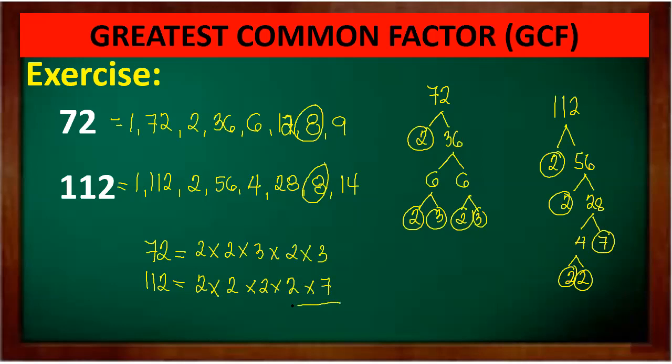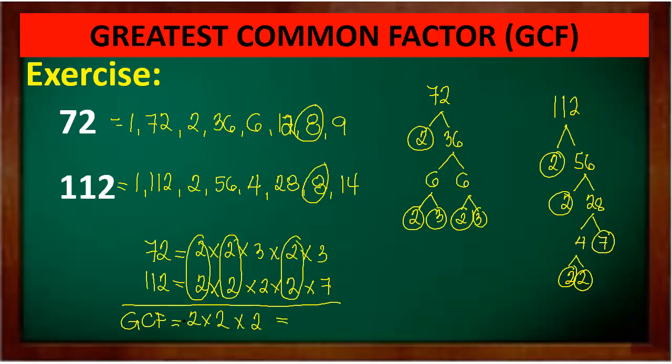Okay, so let's get the common prime factors, I mean, the greatest common factor. What's common? 2 is common. What else is common? 2 times 2 and times 2. So when you multiply 2 times 2, that equals 4. 4 times 2 equals 8. Okay, so our answer is the same for method 1 and method 2. We have 8 as the greatest common factor for 72 and 112.